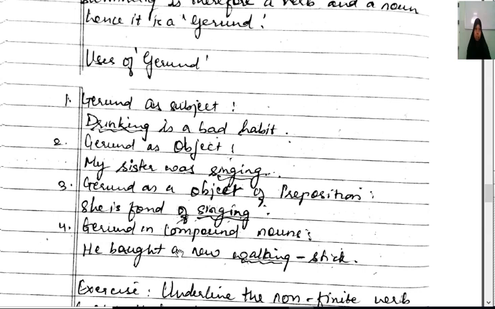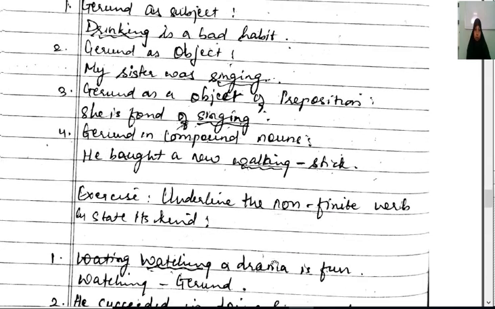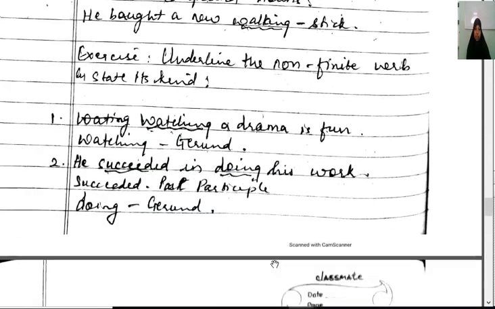Gerund in compound nouns. Compound means we add two words. See here: He bought a new walking stick. Here it is a compound word, but this particular word walking is a verb as well as a noun in walking stick. So it is also a gerund. These are the different uses of gerund. It can be used as a subject, as the object, as the object of preposition, and also as a compound noun.